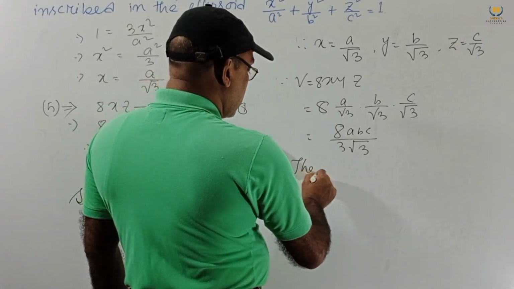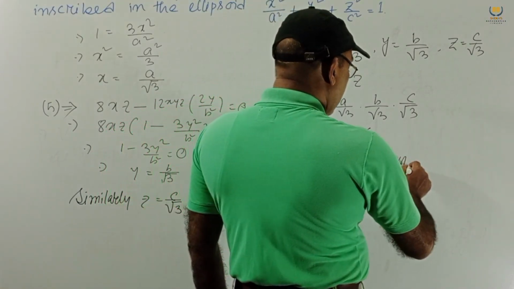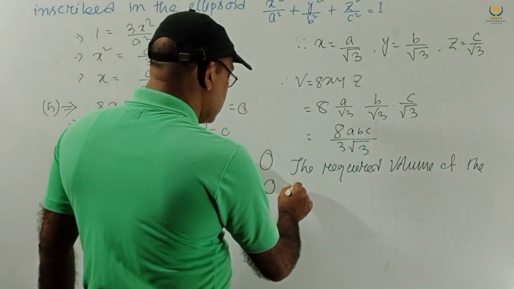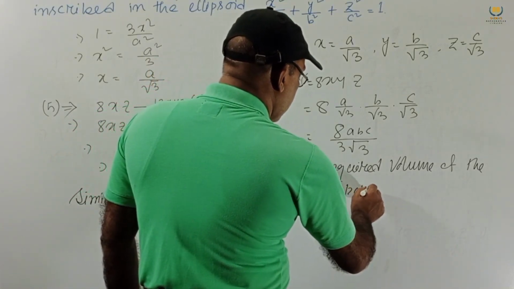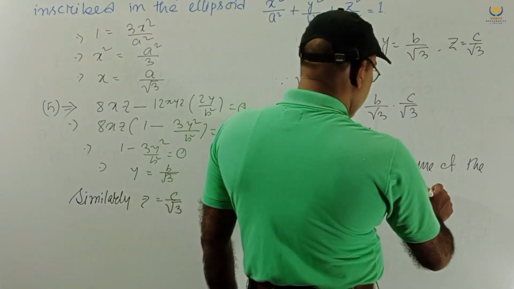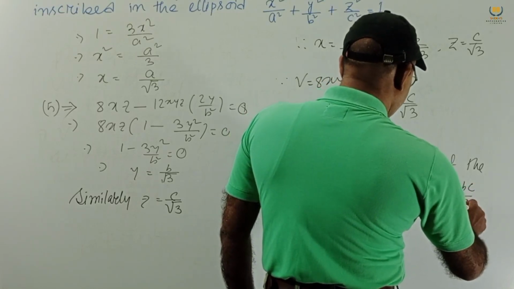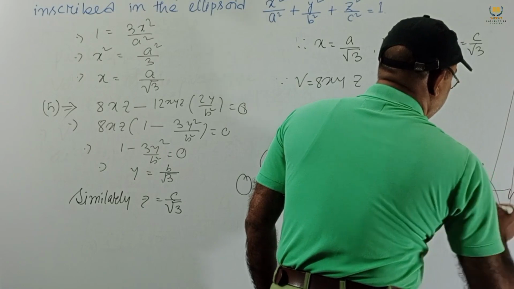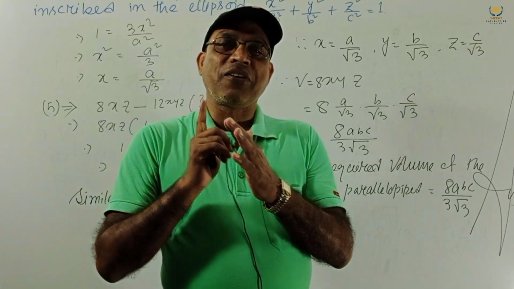Therefore, the required volume of the largest parallelopiped equal to 8abc by 3 root 3, and this is our answer. Answer is this. So our answer is very big. Very big means today I want to stop here.